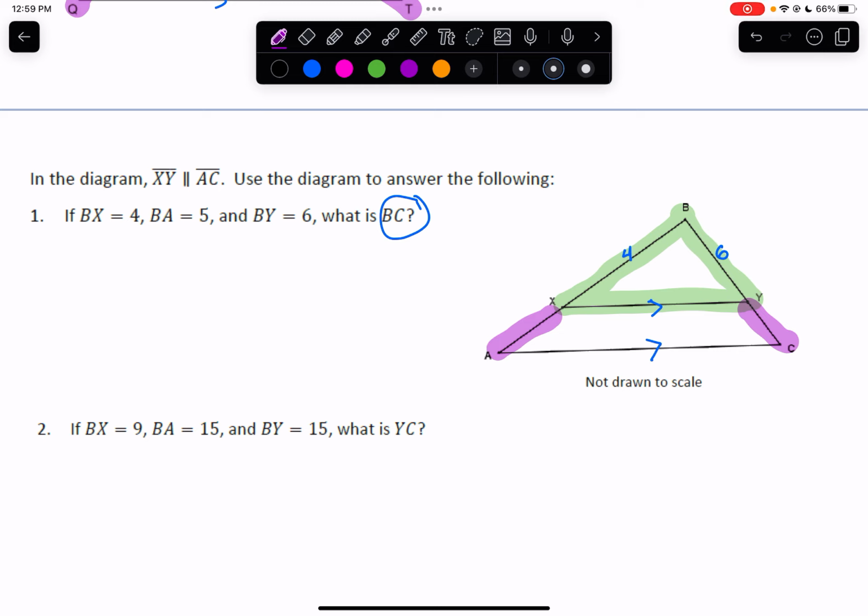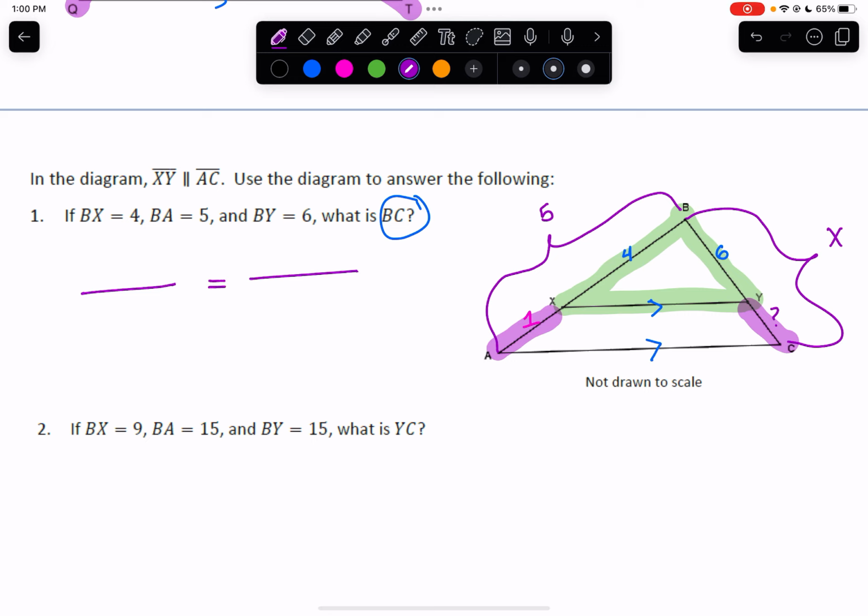I was given BX, BA, and BY. BA is actually the entire amount, which is 5. So if I just want the amount that was cut off, if the top is 4, then this would be 1. And this is what I am looking for: BC. I need to figure out what this piece is in order to find out what BC is. What I am ultimately solving for is the entire length of BC, but I first need to find that purple piece.